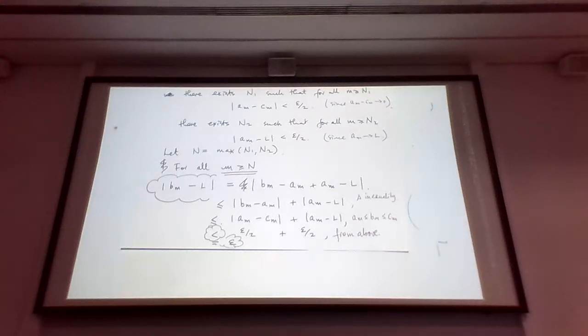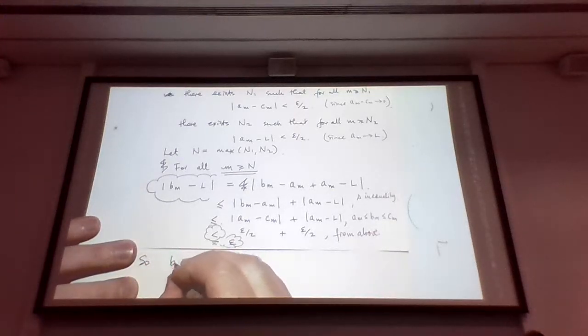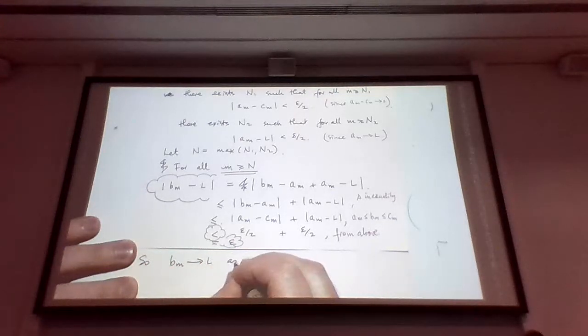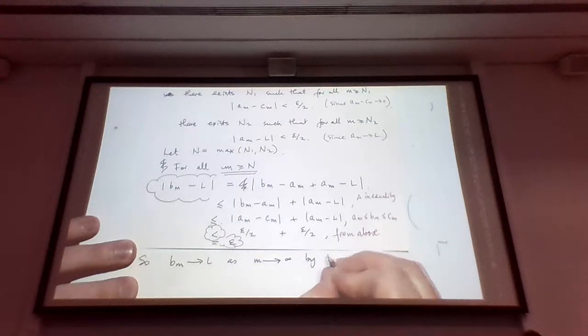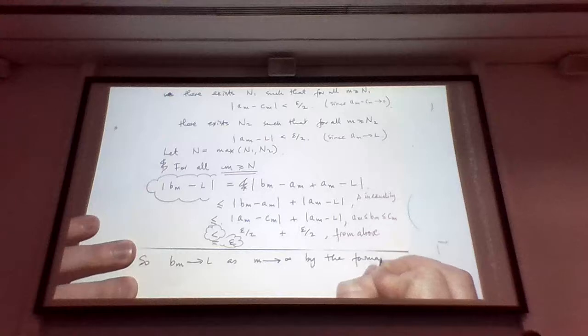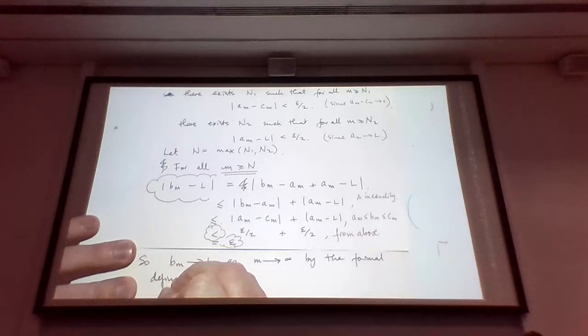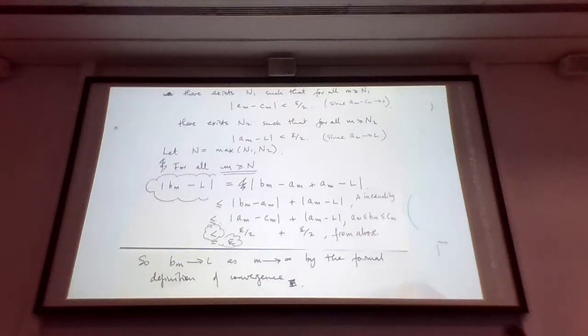Okay, so we would finish that proof then by just declaring that we've shown that the formal definition of convergence is true. So Bn does converge to L as n converges to infinity by the formal definition of convergence. Okay, so that's our proof of the Squeeze Lemma.